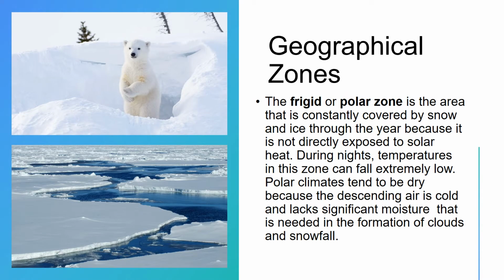And lastly, we have the frigid or polar zone. It's the area that is constantly covered by snow and ice through the year because it is not directly exposed to solar heat or yung direct sunlight. So during nights, temperatures in these zones can fall extremely low. Polar climates tend to be dry because the descending air is cold and lacks significant moisture that is needed in the formation of clouds and snowfall.